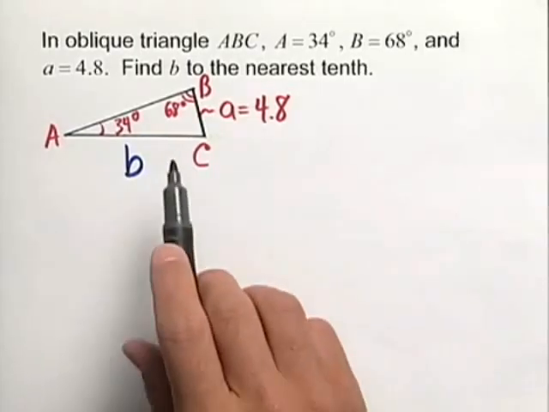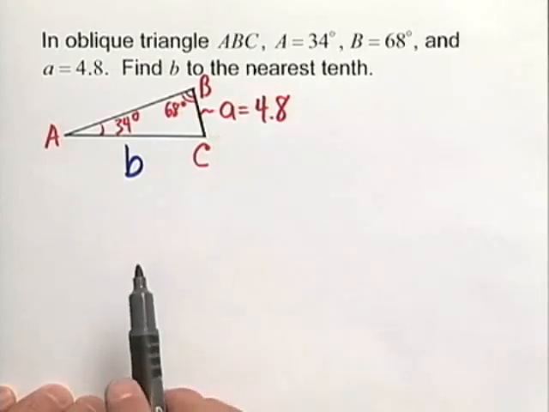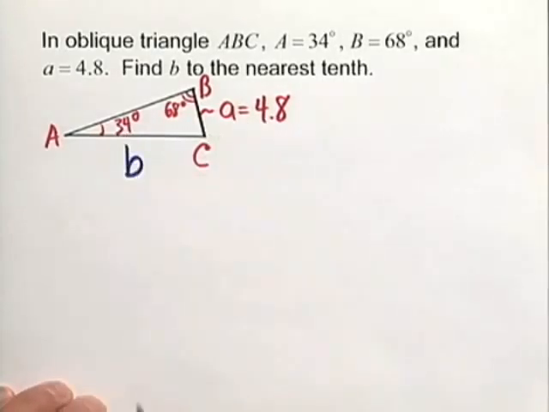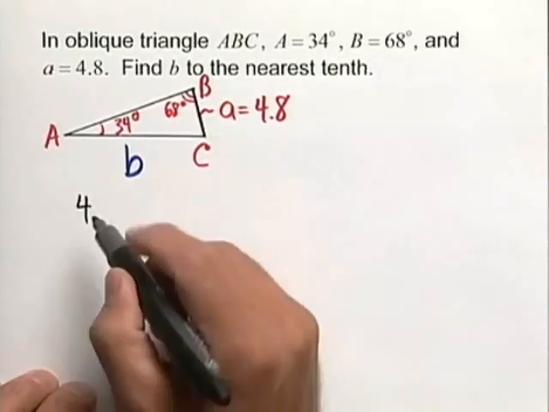Now note, since we do not have a right triangle, we cannot use the Pythagorean theorem or regular trig functions. We have to use the law of sines. So what values do we know? We know side a, which is 4.8, and angle A, which is 34 degrees. And that's a good ratio to use in our law of sines.